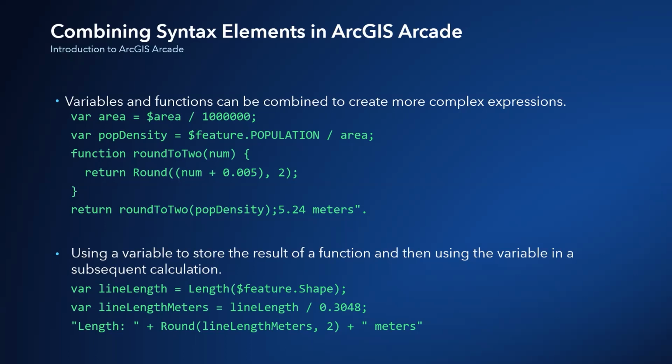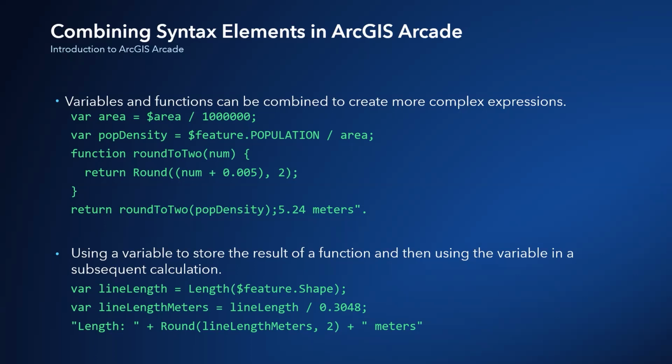And then we can see in our second one, we can use a variable to store the results of a function and then use that variable in subsequent calculations. So in this example, the length function is used to calculate the length of a line feature, and the result is stored in the line length variable. The variable is then used to convert the length to meters and round the result to 2 decimal places using the round function.